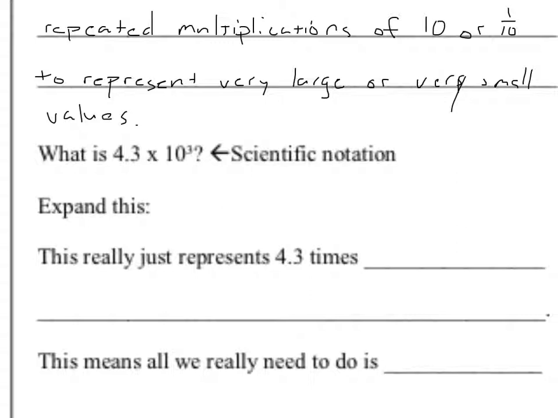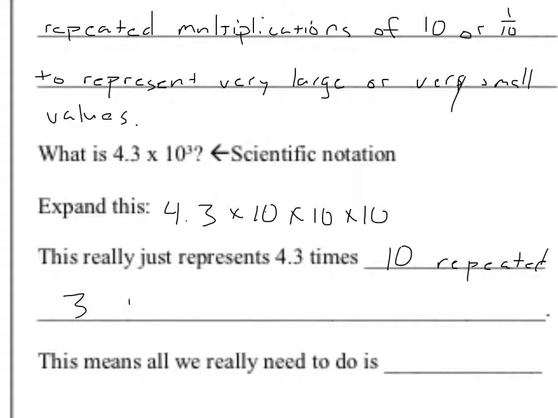4.3 times 10 to the third power. Let's go ahead and write this in its expanded form. That would be 4.3 times, what is 10 to the third power in expanded form? Lolly? In expanded form? 10 times 10 times 10. So what we see is that this really just represents 4.3 times 10 repeated 3 times.